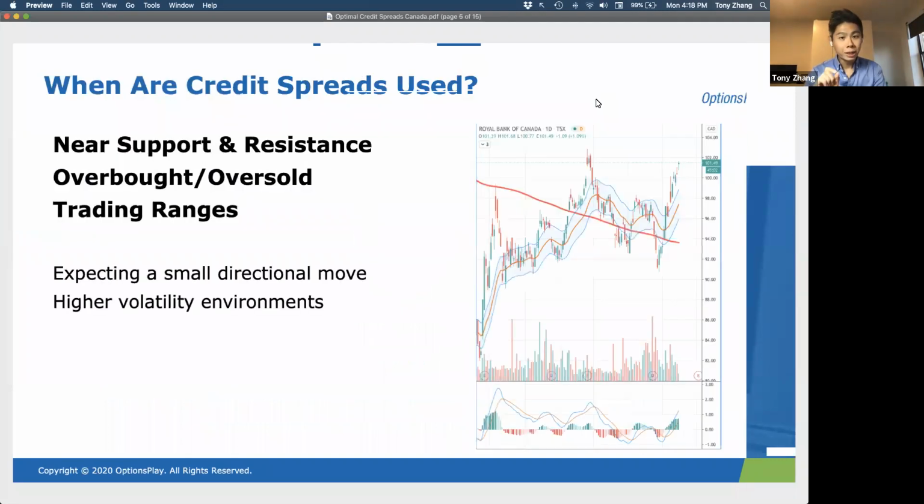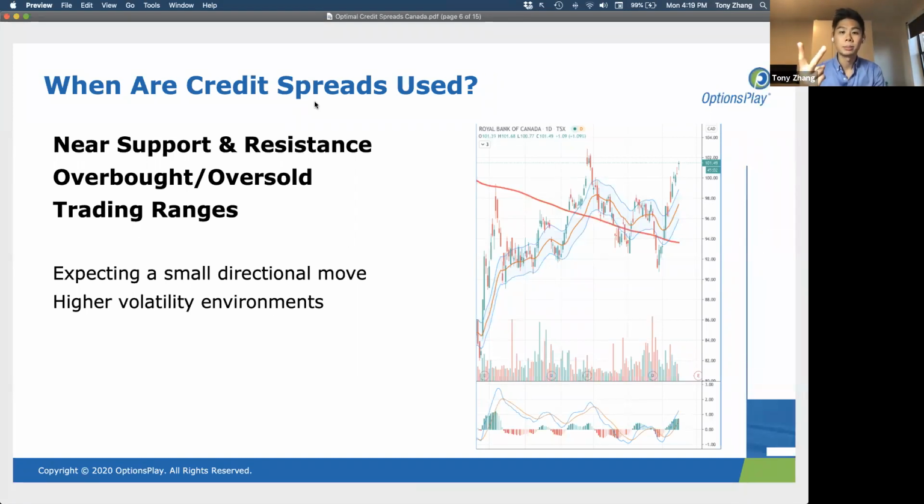Now, before we get started, I just want to do a quick survey here. How many of you in this room, and you can click on the chat button at the bottom of your screen, how many of you have traded credit spreads before? Please type 1 into the chat window if you have traded credit spreads, and please type 2 if you have never traded a credit spread before. Okay, I see a lot of ones, quite a few twos, but it seems like ones are outpacing twos.